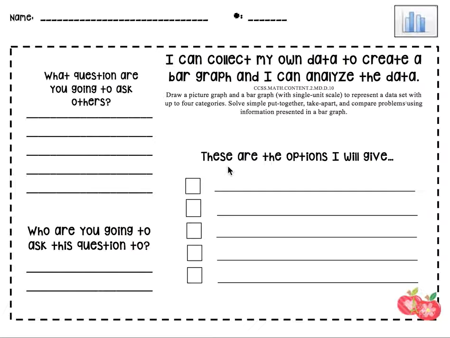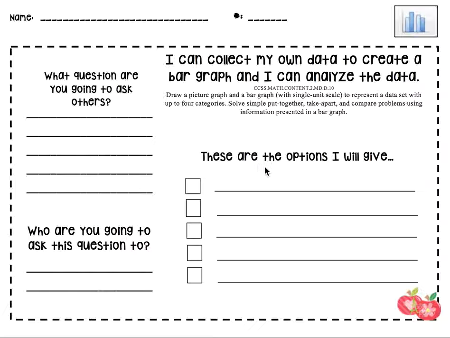Then you're going to give the people that you're asking the question options. So when we did the field trip to the zoo, we asked different animals. Yours might be just yes or no. Or are you going to collect information from them? Maybe it's, what is your favorite sport? So then you would want to list different sports here, like football, baseball, soccer, maybe gymnastics.